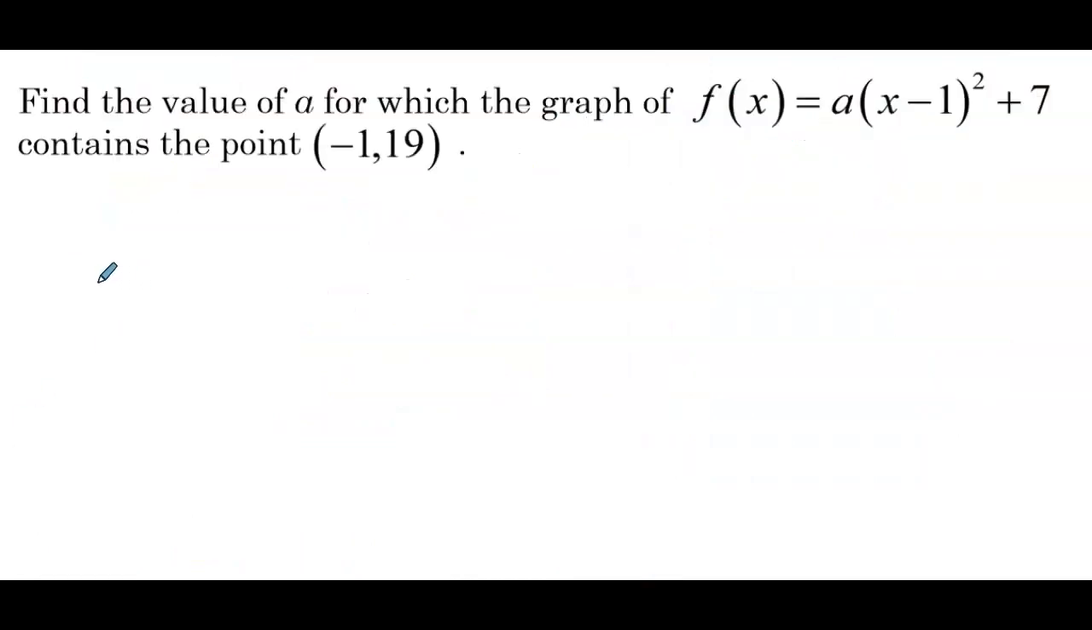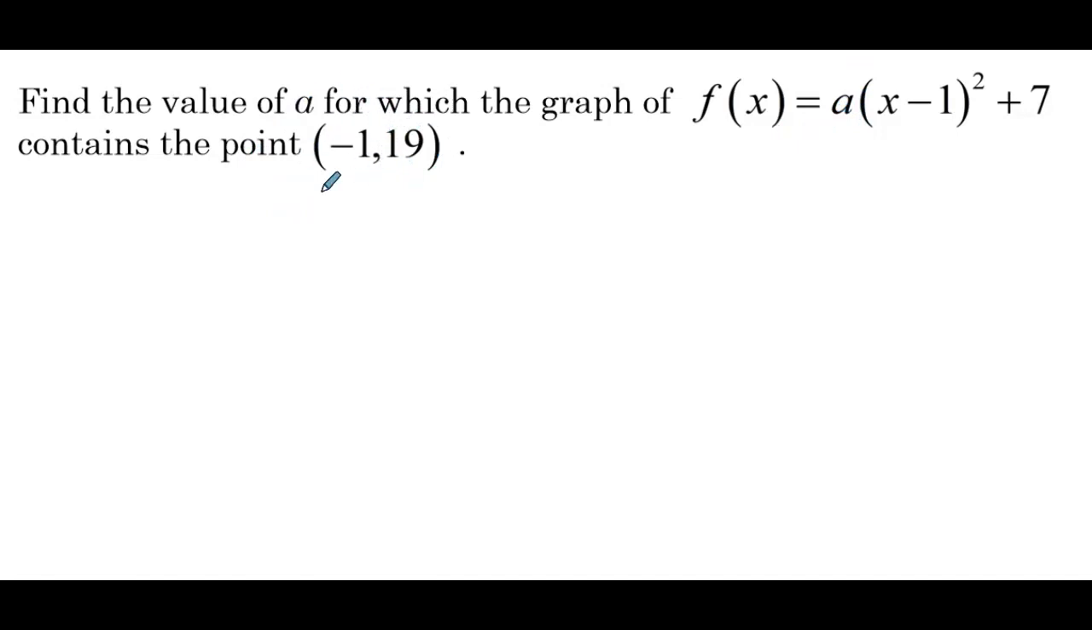Next up, find the value of a for which the graph of f of x equals a times the quantity x minus 1 squared plus 7 contains the point -1, 19. Okay, so we're missing that coefficient in vertex form, but they gave us a point on the graph.